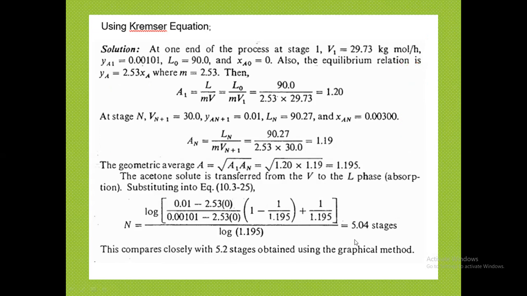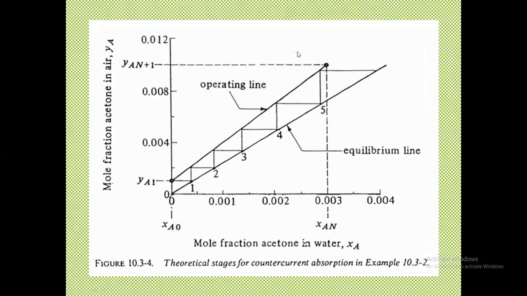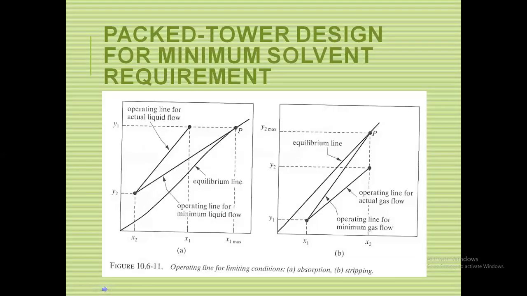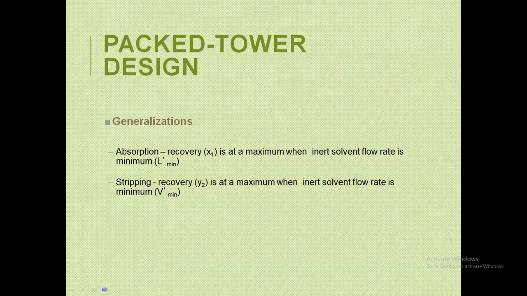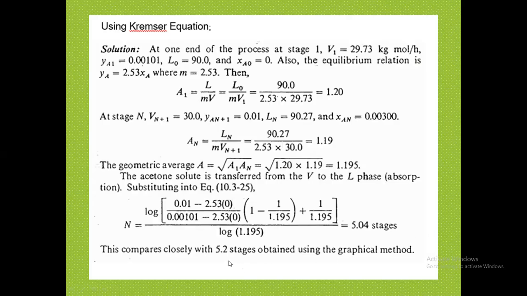Analytically, your number of stages is 5.04, which compares closely with what we have in here. So in here, it's around 5.20 as stated. So which of the 2 is more accurate? Of course, the analytical process of determining the theoretical number of stages is more accurate than the graphical. Now, before I go to the next part of the lesson, do you have any question here? Determining the number of stages.